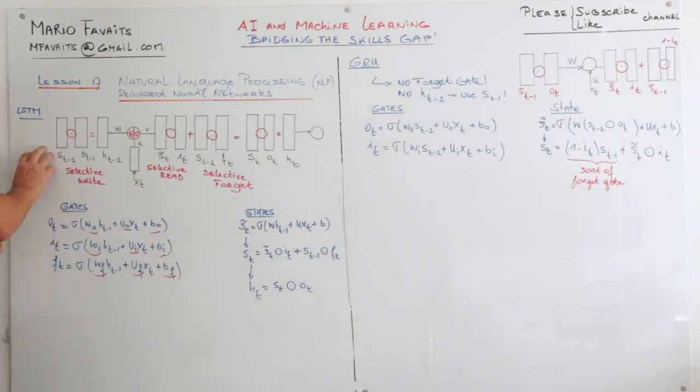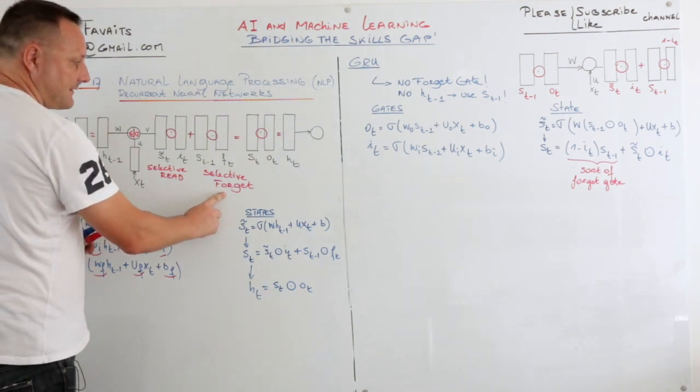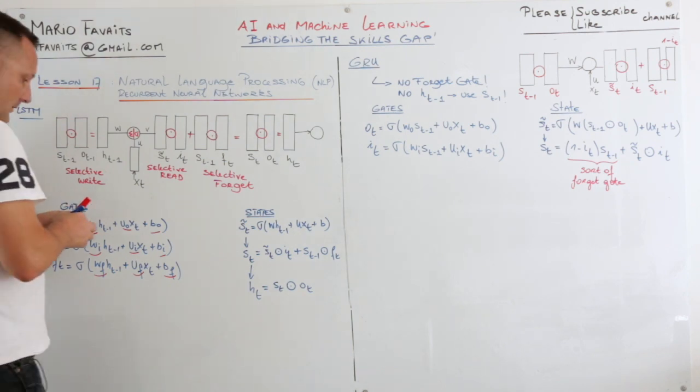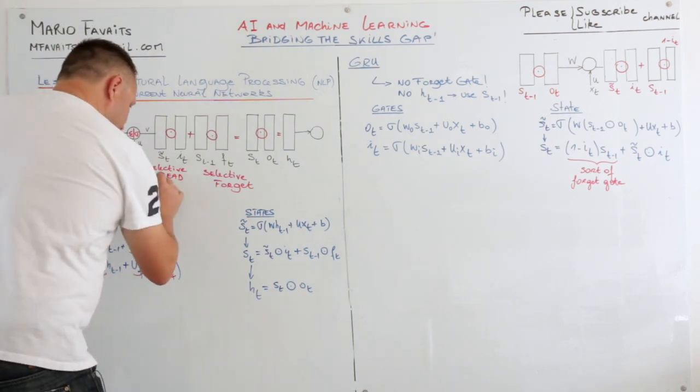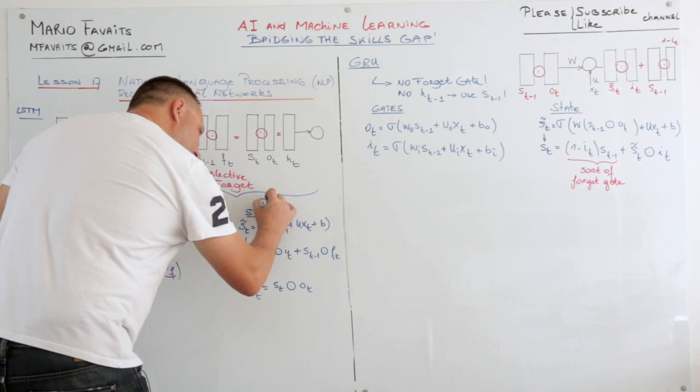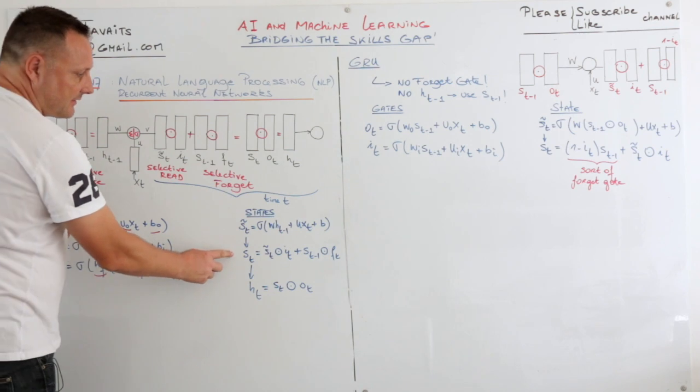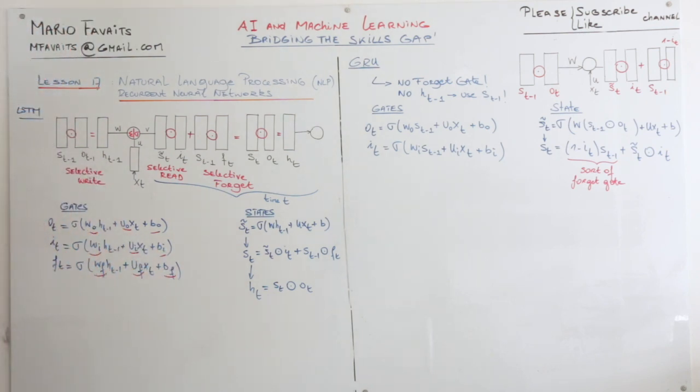Alright, so this is just a summary of the LSTM. You have selective write, selective read, selective forget, and then here again selective write. So all of this here happens at time t. And we have our gates here, so we have derived these formulas, and these are our states. So how do we get to these states?